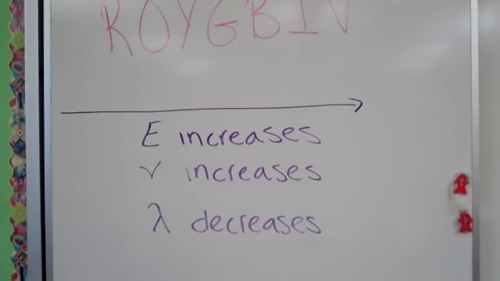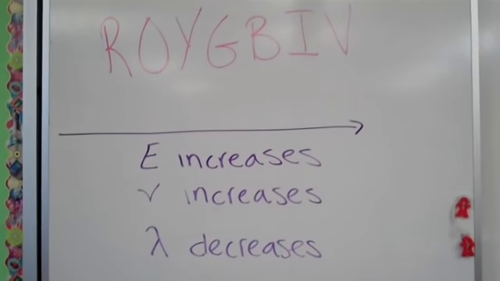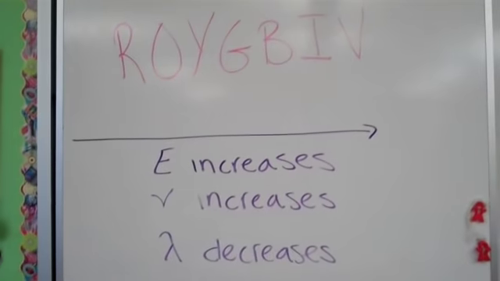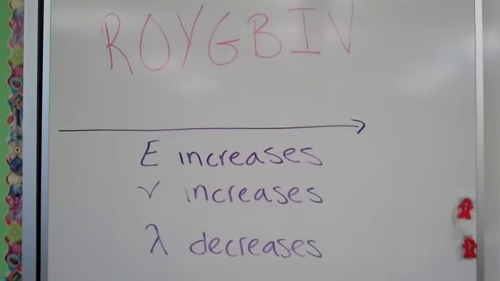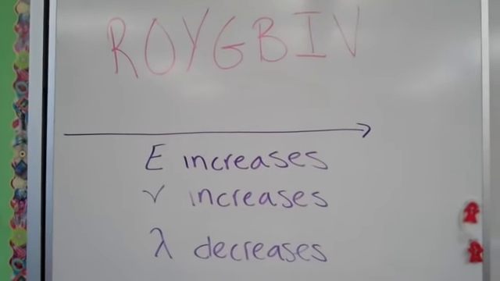This is the flame test experiment. In this experiment, we will observe the color of light that is emitted as electrons fall from an excited state back to their ground state. Before we begin, let's review a few terms.